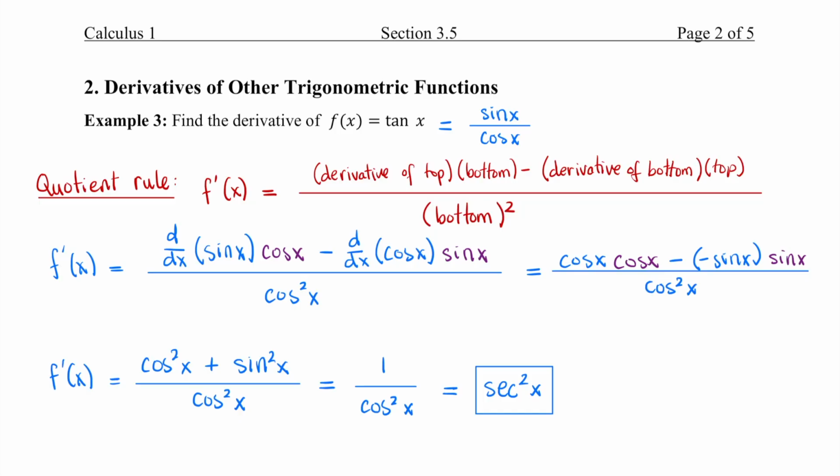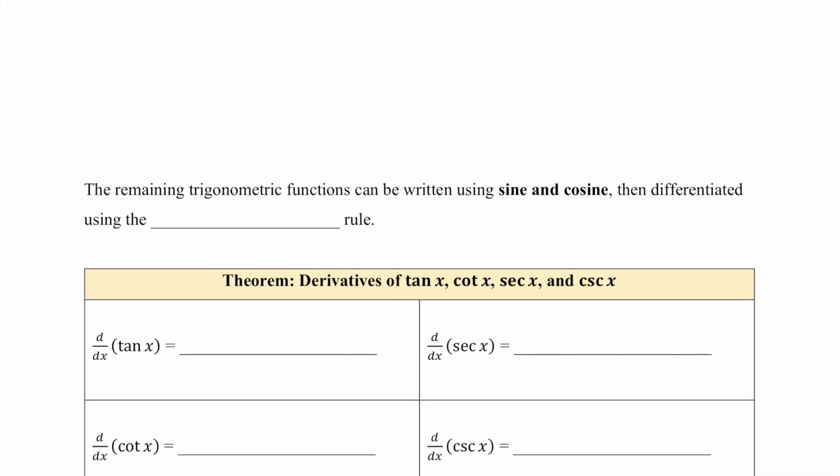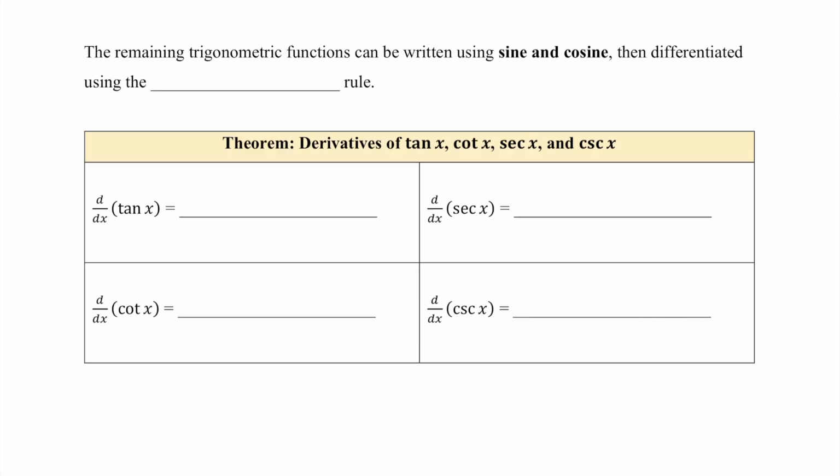This example shows the main idea. We can rewrite a trigonometric function using sine and cosine, and then apply the quotient rule to find its derivative. Using a similar approach, we can also find the derivatives of the other trigonometric functions. The remaining trigonometric functions can be written using sine and cosine, then differentiated using the quotient rule.